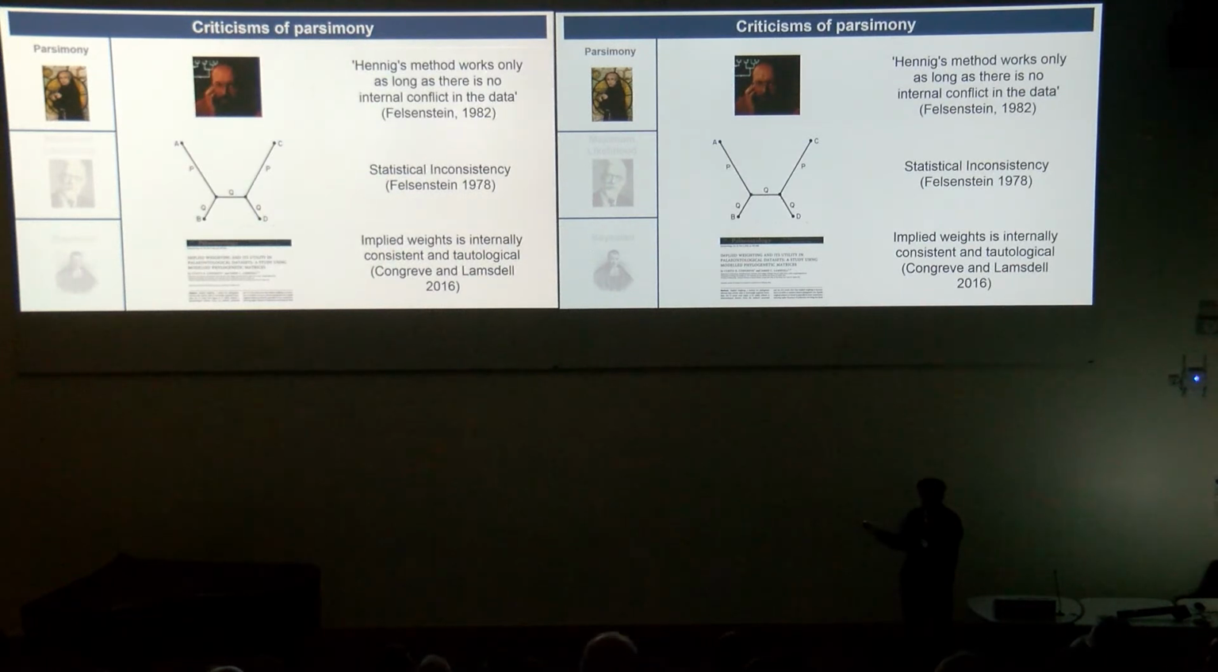And as with all phylogenetic methods, this has been criticized. Perhaps the most damning criticism for parsimony is that it exhibits statistical inconsistency. So no matter how much data we add, we're not guaranteed to converge on the right answer. We could have billions of characters, and we may still not actually get the right answer. There have been other criticisms of things like implied weights for being internally consistent and basically tautological. This means that it may maximize homology, but that might not be true homology in the data.